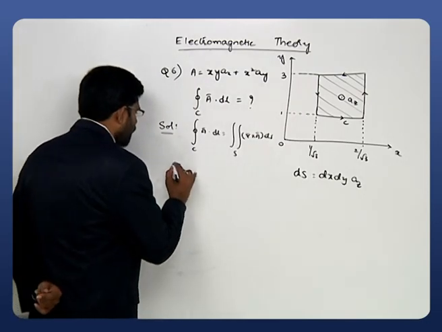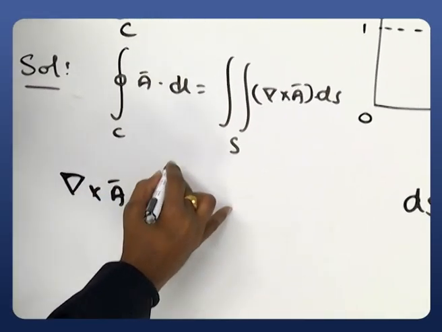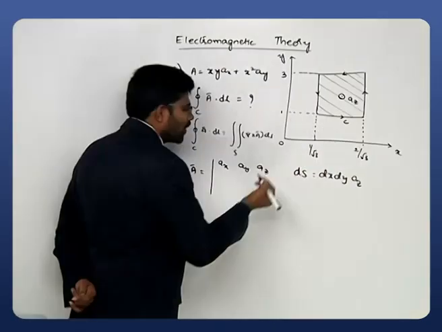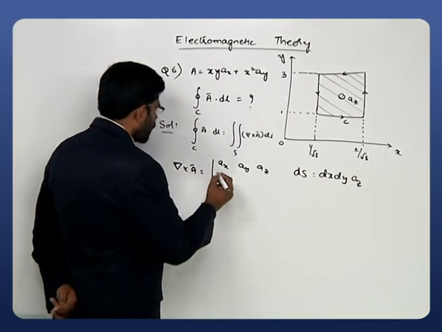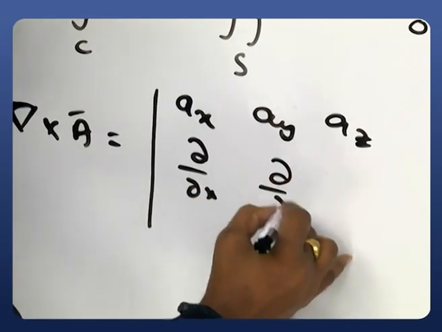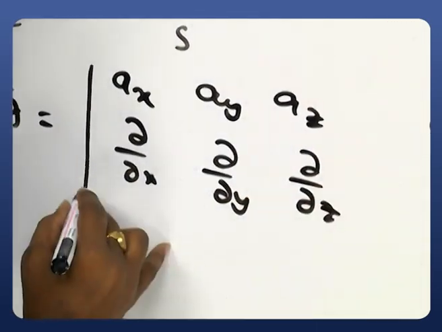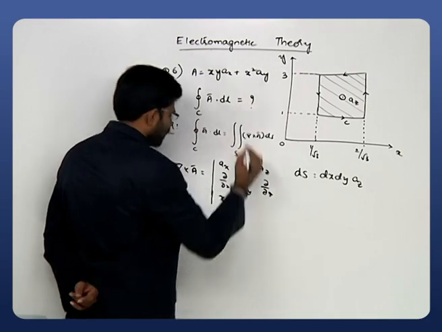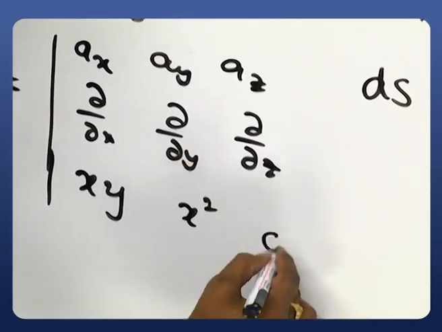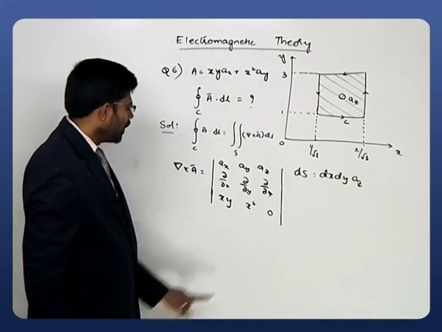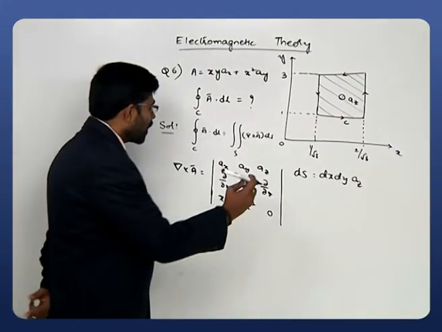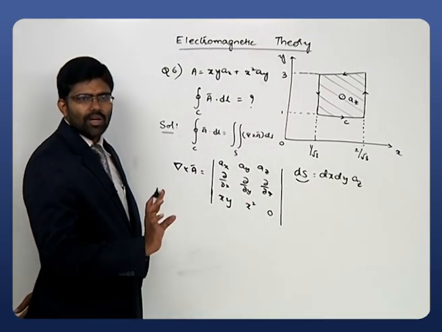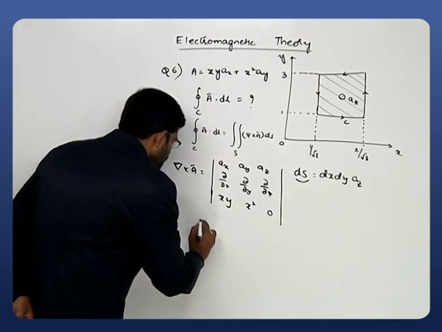I will calculate the curl of A bar. So del cross A bar is equal to, in a rectangular coordinate system, the vectors ax, ay, az. The components of the first vector are dou by dou x, dou by dou y, dou by dou z, and for A, the component of ax is xy, the component of y is x square, and for the component of z we have no term, that's why I have replaced it with 0. Now clearly observe, you can calculate the cross product of del with A bar.